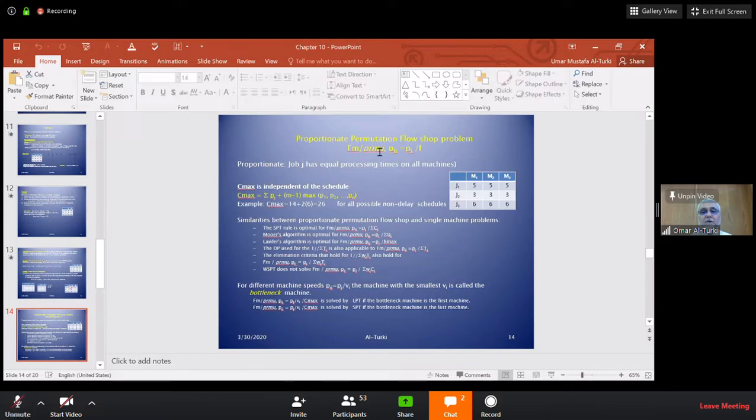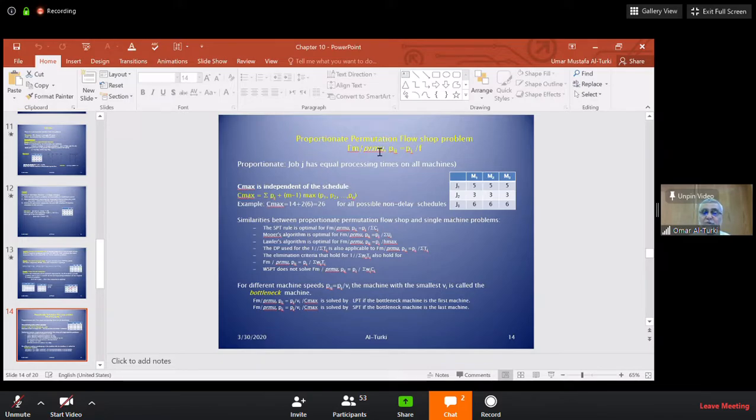Then we did not have a theorem that says the optimal solution for the flow shop problem is a permutation schedule. We don't have such a theorem. However, if the problem we are dealing with is a permutation flow shop problem, it means that any schedule that's not a permutation schedule is not feasible. That's a special case of a flow shop problem.